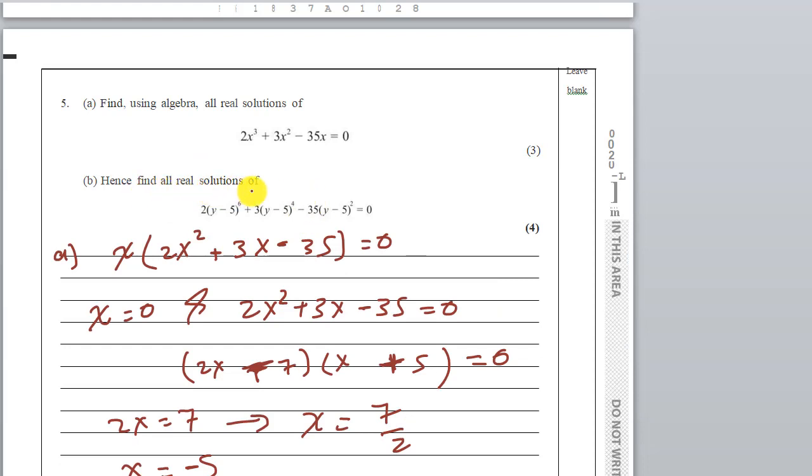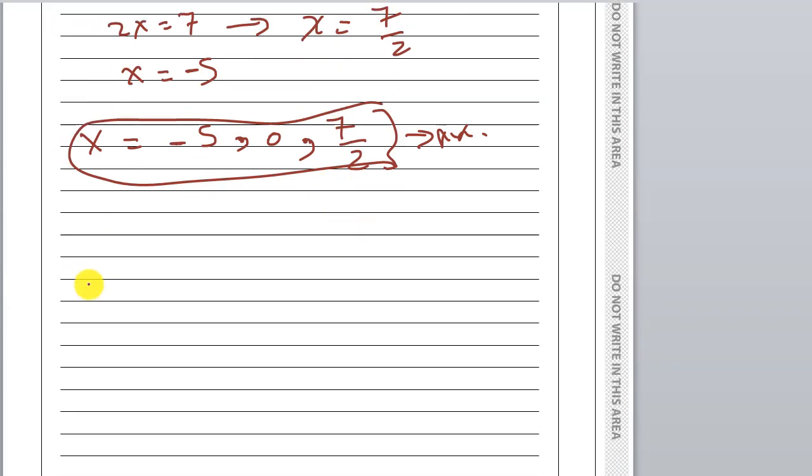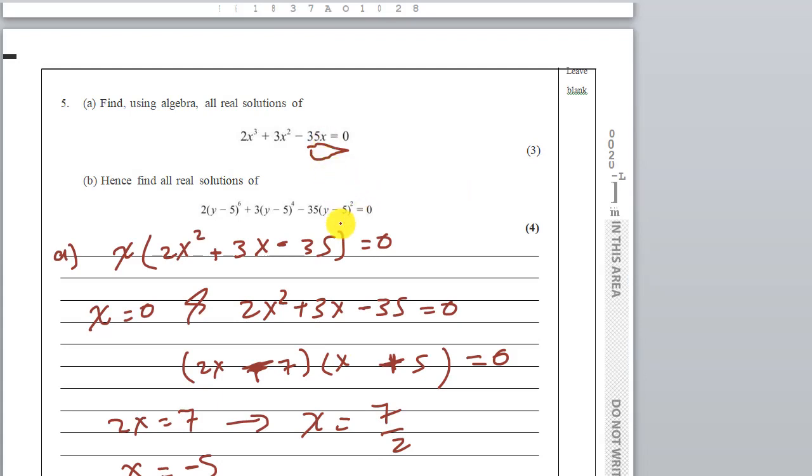Hence, find all real solutions of 2(y minus 5) to the power 6 plus 3(y minus 5) to the power 4 minus 35(y minus 5) squared. So actually part A will give us the solution. This part 35x, so x is equal to what? In part B, x is equal to (y minus 5) squared. Here, x squared will equal (y minus 5) to the power 4, and x cubed (y minus 5) to the power 6, which gives us the same equation.